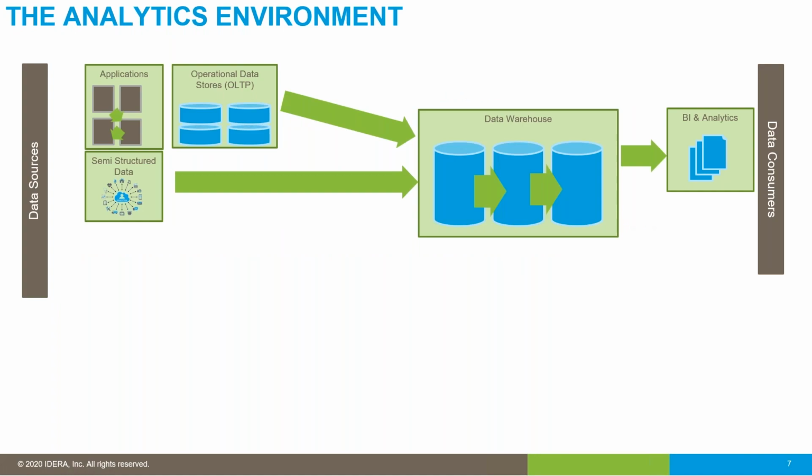So looking at the analytics environment itself. Over on the left-hand side, we've got our data sources. So we've got applications with their databases, we've got information in all sorts of forms. And over on the right, we've got our consumers of data, running BI tools, analytics tools, etc. And in the middle, we want to get data to them through the data warehouse. Now, the data warehouse can have various regions within it. So these are databases. The green lines represent data movements, which might be ELT or ETL tools.